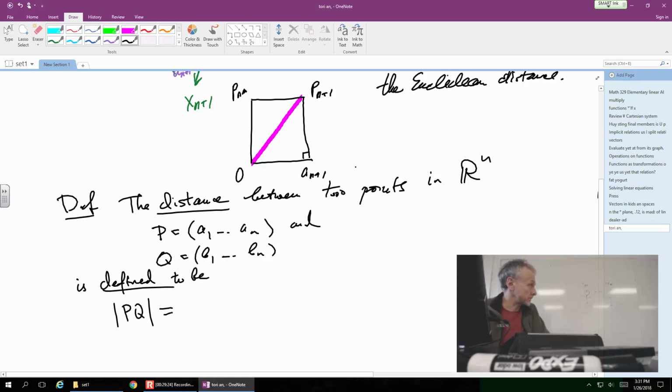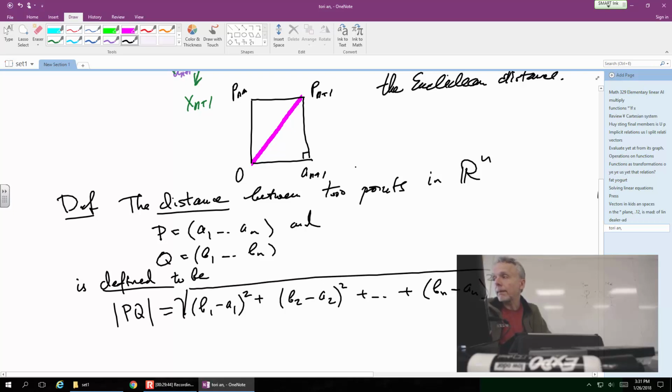Absolute value symbol. That's pretty much what it is. And then the formula we already know, it will be (B1 minus A1) squared plus (B2 minus A2) squared plus ... plus (Bn minus An) squared, square root. Okay?